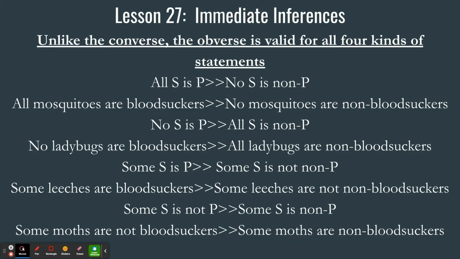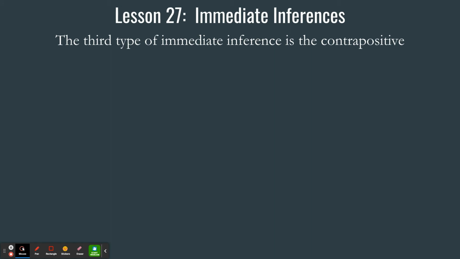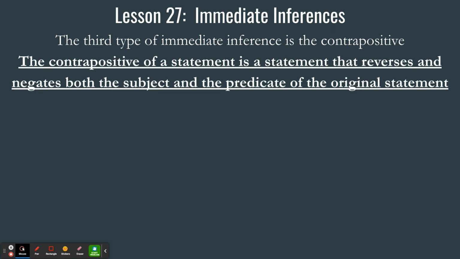So which one do you think the last one applies to? A and O. And the third one is the one that's going to feel the most like, whoa. I feel you. It's called the contrapositive. Here's your definition. The contrapositive of a statement is a statement that reverses and negates the subject and the predicate of the original statement. So it flips them. All S is P becomes all non-P is non-S. It sounds very bulky.